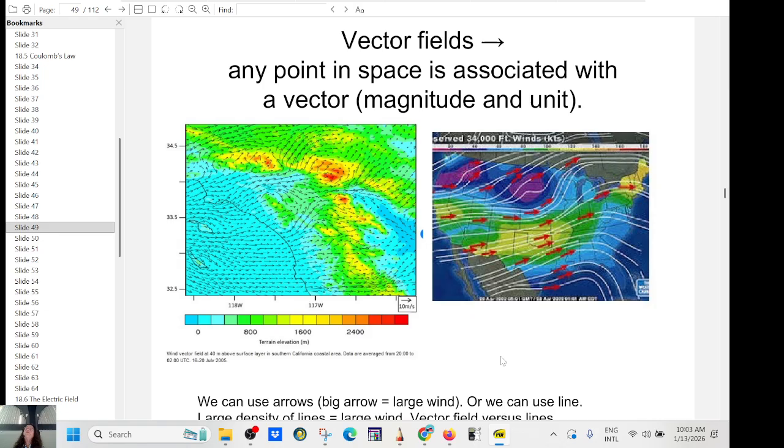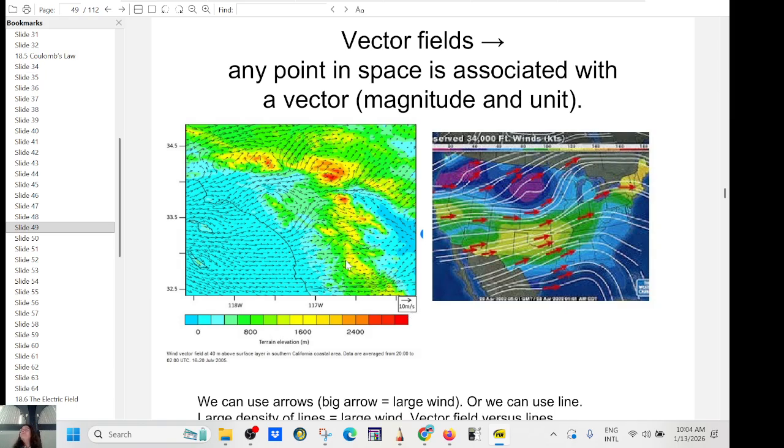Okay, let's review vector fields. I introduced that in physics 1. A vector field is a mathematical function such that to every point in space you can associate a vector: a magnitude, how much, unit of what, and a direction, which way. So in that case, that will be the velocity of the wind. How fast, which way it's blowing, and what's the unit? Here it's meters per second.